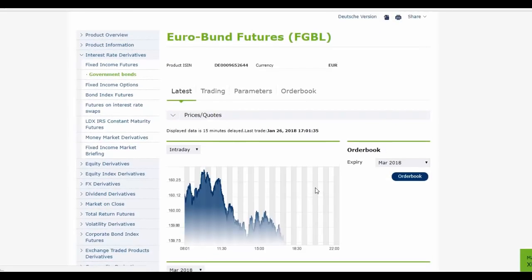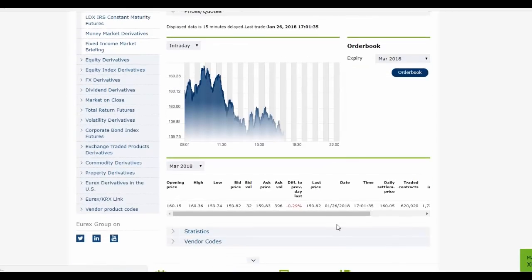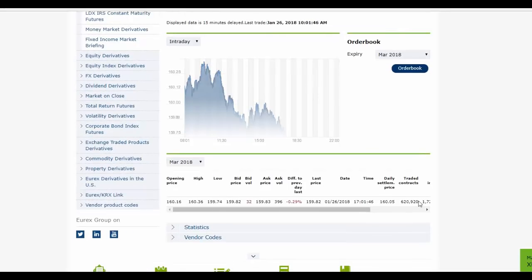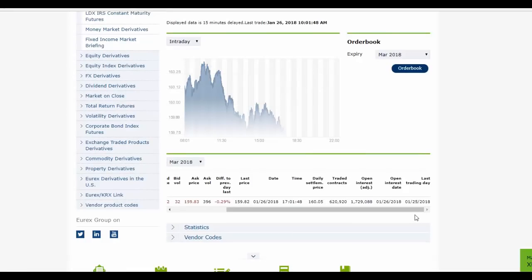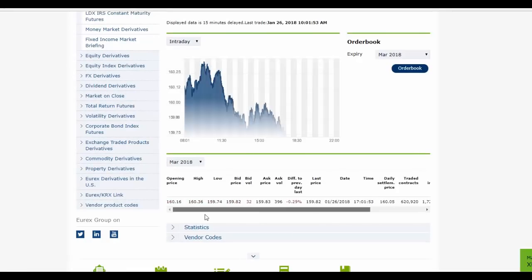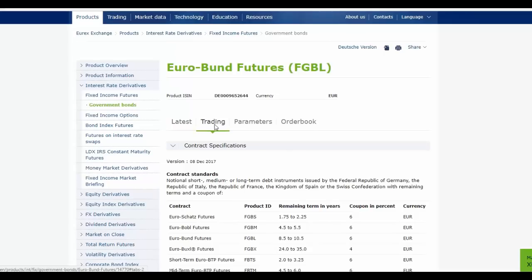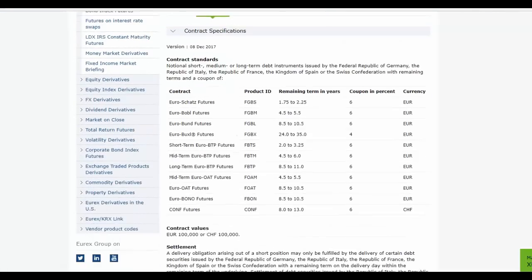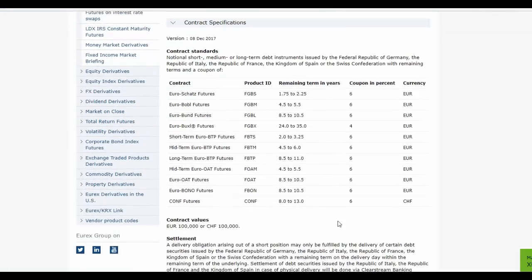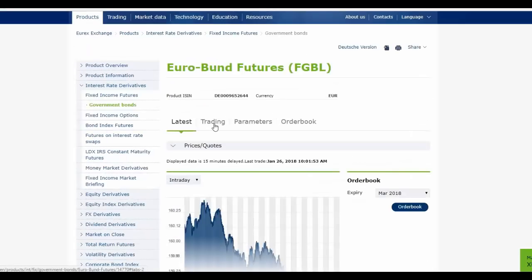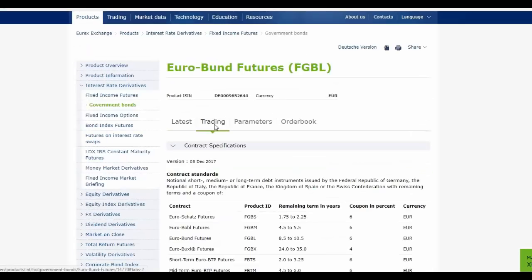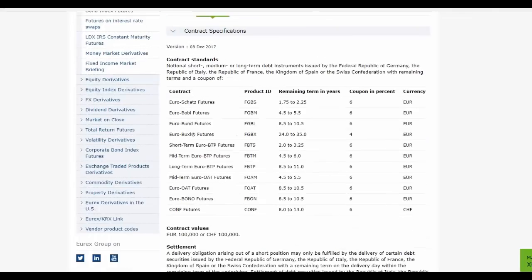Oh, wow. And now here, I want to show you the liquidity. So far, 620,000 contracts have traded. What's the notional on one of these? Is it equivalent? I'm pretty sure it's equivalent. I mean, this is a popular trade, so I'm sure it's equivalent. Yeah, 100,000 euros or 100,000 CHF.